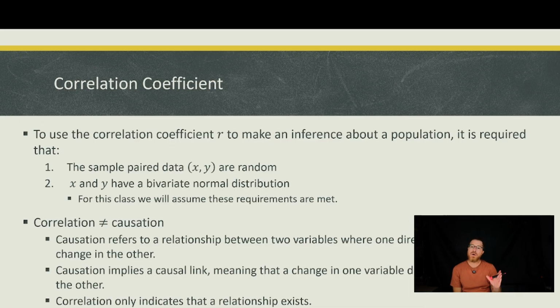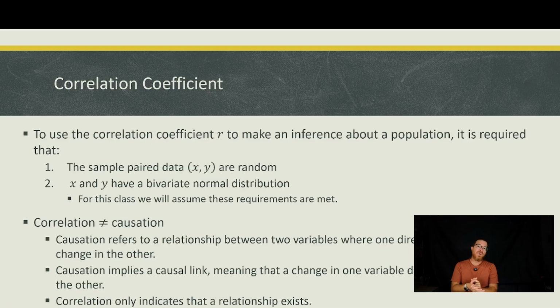Now, to use our correlation coefficient to make an inference about our population from our sample, we do have two requirements. The first is that our sample data pairs, that is our x and y's, have to be random. And then the second one is that x and y have a bivariate normal distribution. Now for this course, we're just going to assume that that's true, but based on other modeling types and things like that, this is something you might want to look into later.